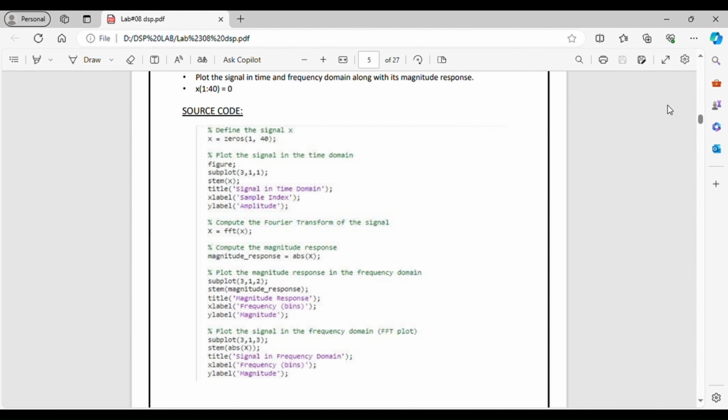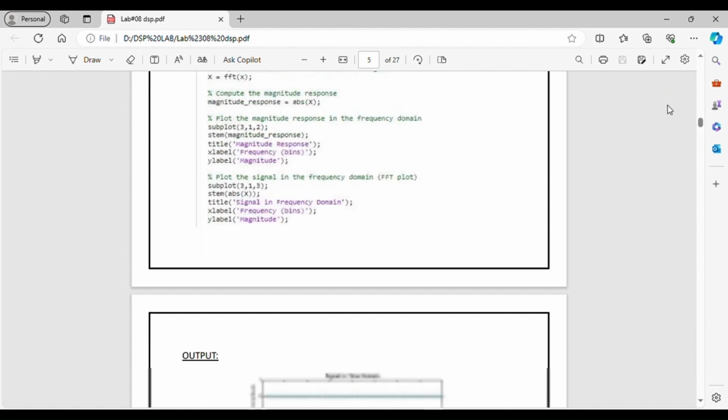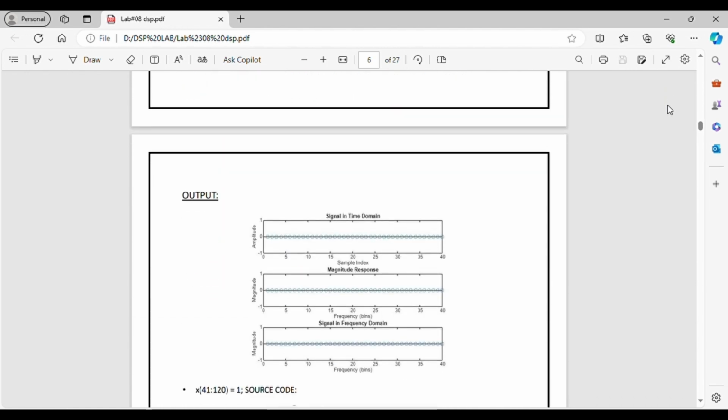Magnitude response is equal to absolute of x. Plot the magnitude response in the frequency domain, that is, subplot 3, 1, 2, and give them title, x label, y label, and plot the signal in the frequency domain, fast Fourier transform plot. The output of the signal in time domain, magnitude response, and signal in frequency domain is given.